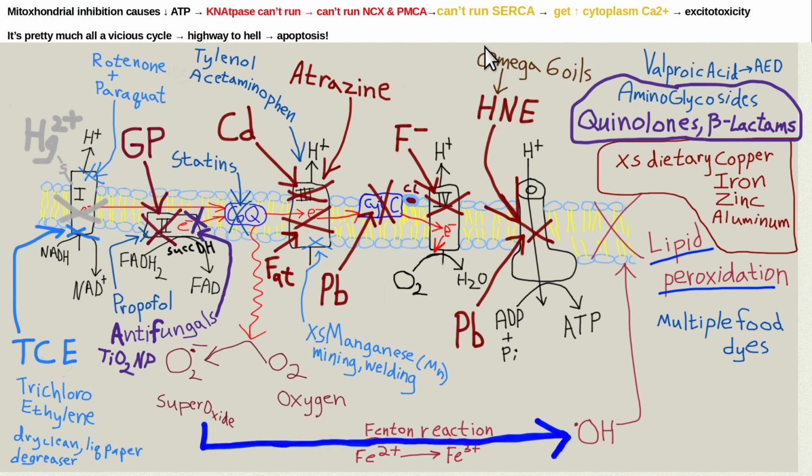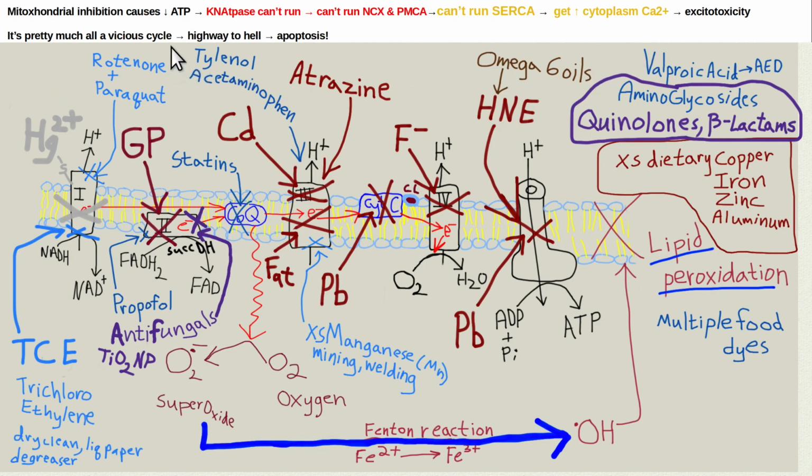You also can't run SERCA because it's a calcium ATPase. It needs ATP to pump calcium into your endoplasmic reticulum. When that doesn't work, you get increased cytoplasmic calcium. Increased cytoplasmic calcium is going to cause increased glutamate release, that neurotransmitter, meaning increased excitotoxicity, which means abnormal increased activity in the postsynaptic neuron. So you see this? You're screwed either way.